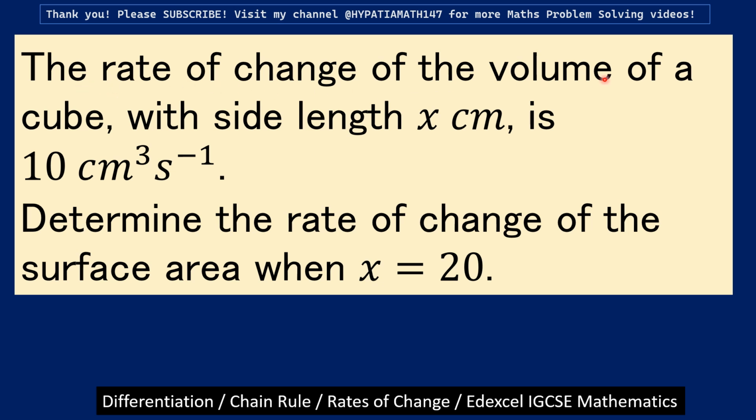The rate of change of the volume of a cube with side length x centimeters is 10 centimeter cube per second. Determine the rate of change of the surface area when x is 20.